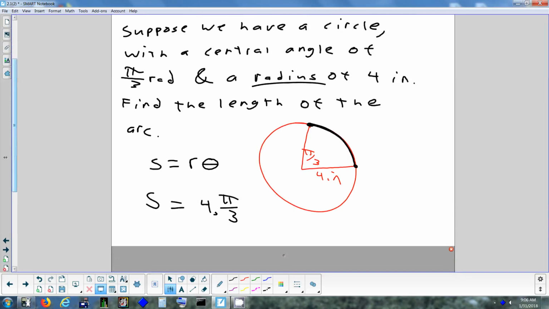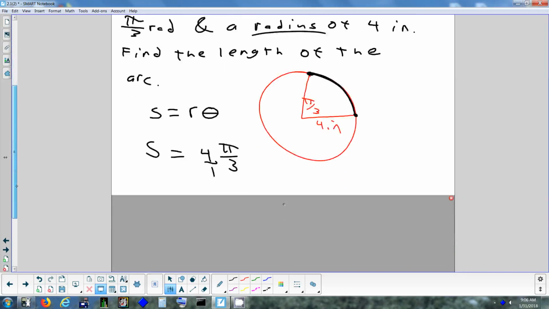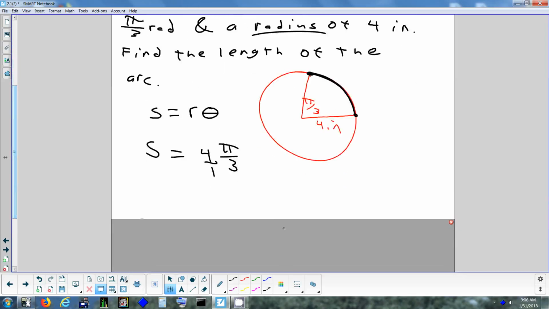If you want to make 4 a fraction, you can. You don't really need to. But you just multiply fractions straight across. You don't find a common denominator. So the arc length is 4 pi over 3.